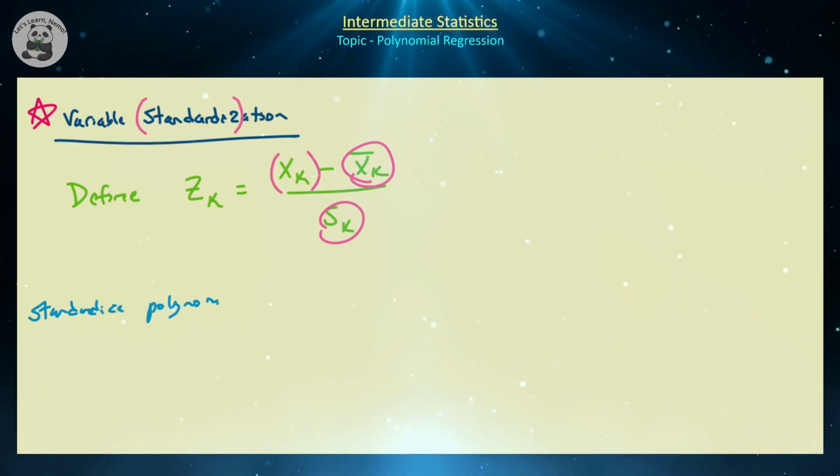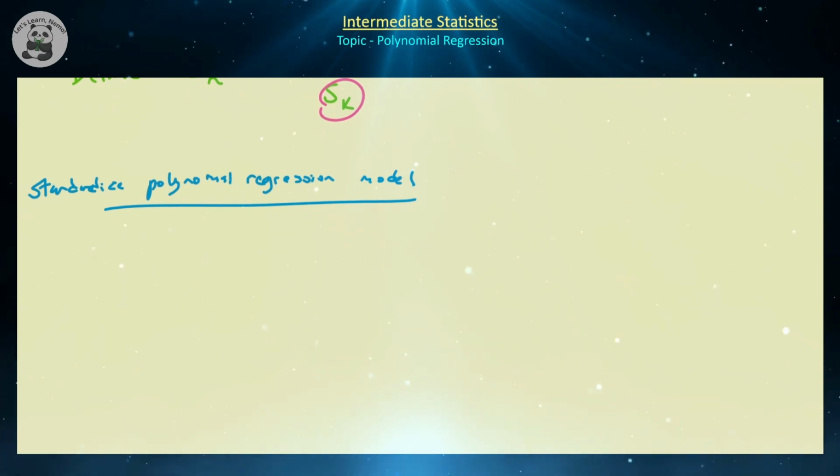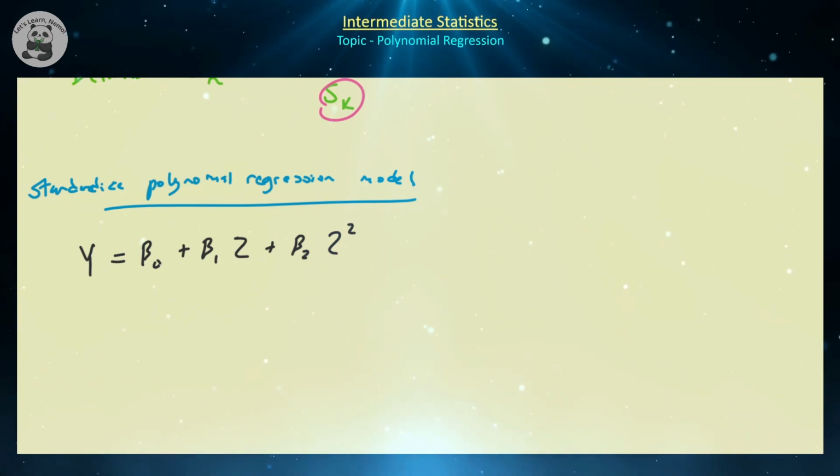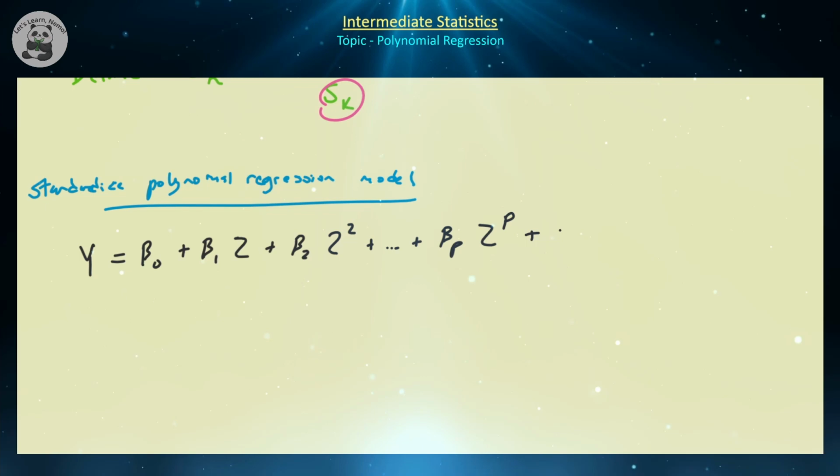The standardized polynomial regression model is going to be of the following form. Keep in mind we only have one predictor, therefore you should only be standardizing one vector. Therefore our standardized polynomial regression model is y equals beta 0 plus beta 1 z, plus beta 2 z squared, which is just the squared value of the z standardized values, and that continues all the way up to beta p z to the power of p, plus epsilon. So that's our standardized regression model.